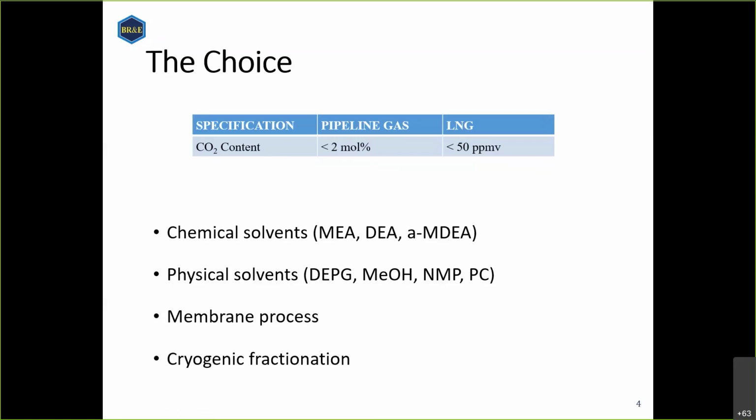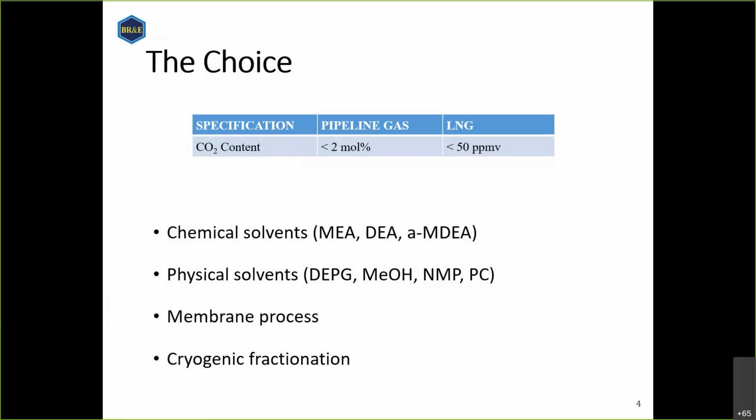That's really going to depend on how much carbon you have to remove and what the ultimate specification that you need to meet is. If you consider, for instance, pipeline gas versus liquefied natural gas, the difference in the maximum CO2 content is huge. For a pipeline gas, you might have to meet a 2% on volume basis specification, whereas with LNG, liquefied natural gas, typically you need to get down to a ppm level. So that's certainly going to affect what you use.